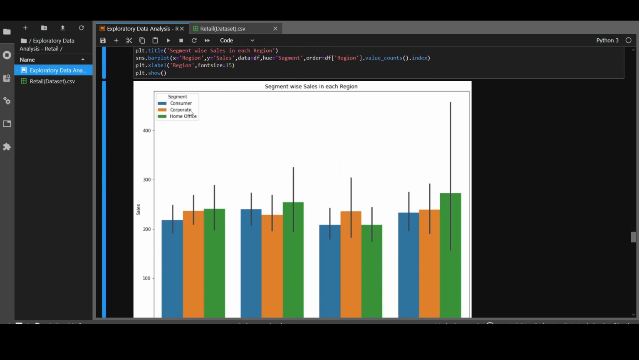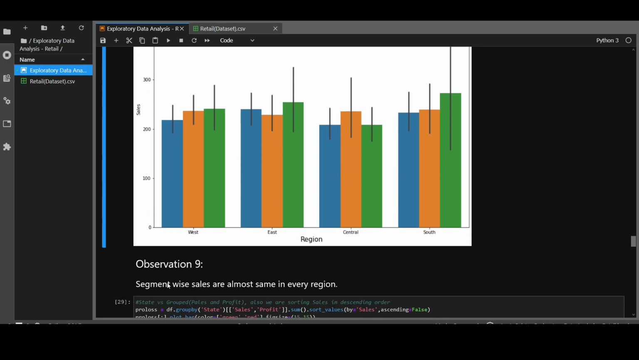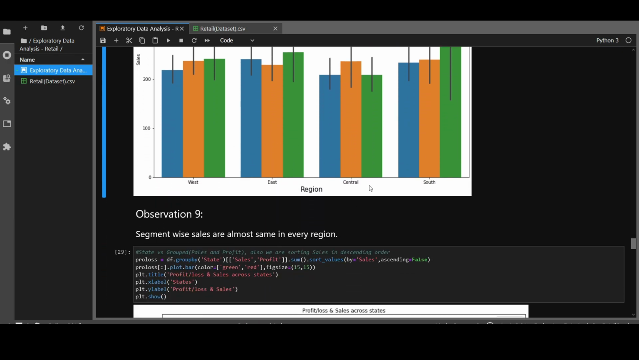And again we have plotted another graph. This is sales versus region. As you can see, it's almost the same. That is, the segments are almost the same. Segment-wise sales are almost the same in every region. So this is the observation.